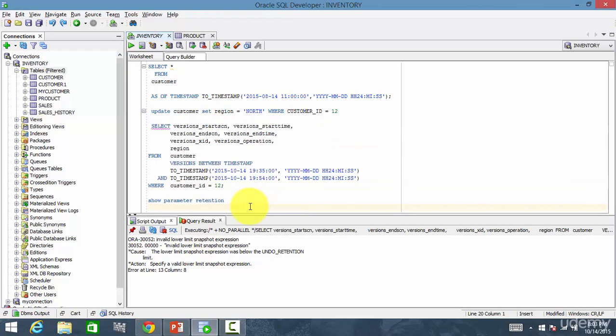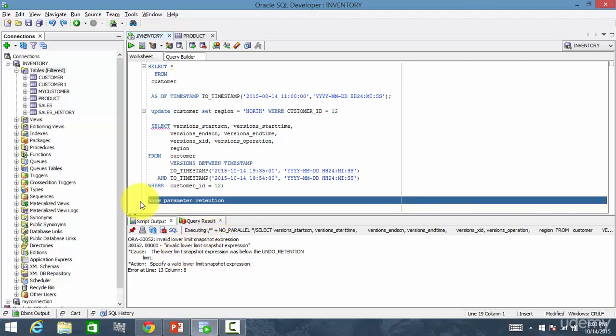You see, it is throwing an error. It says the lower limit snapshot expression was below the undo retention limit. That means it is saying I don't have so much history. Reduce your range so that I can give you the value. How much is my retention? Using the show parameter retention, I can find out.